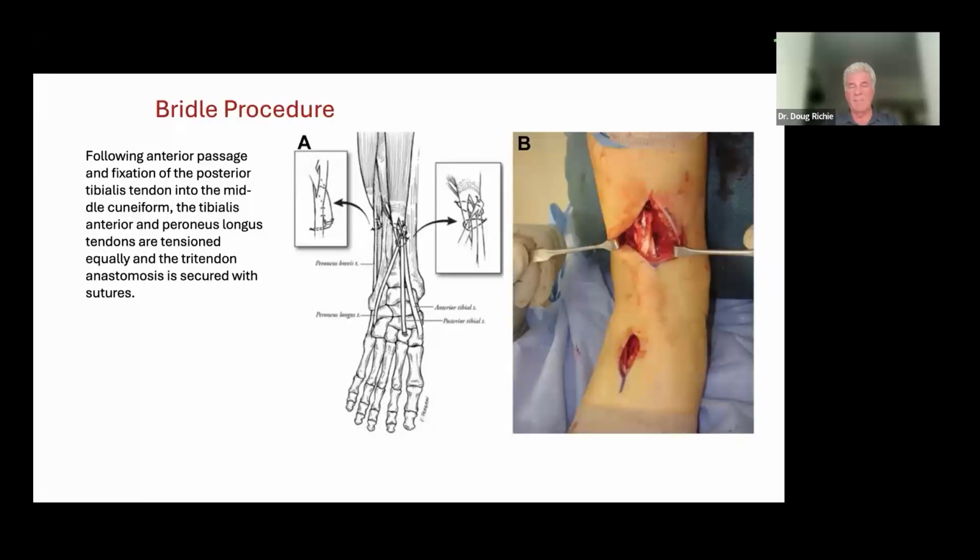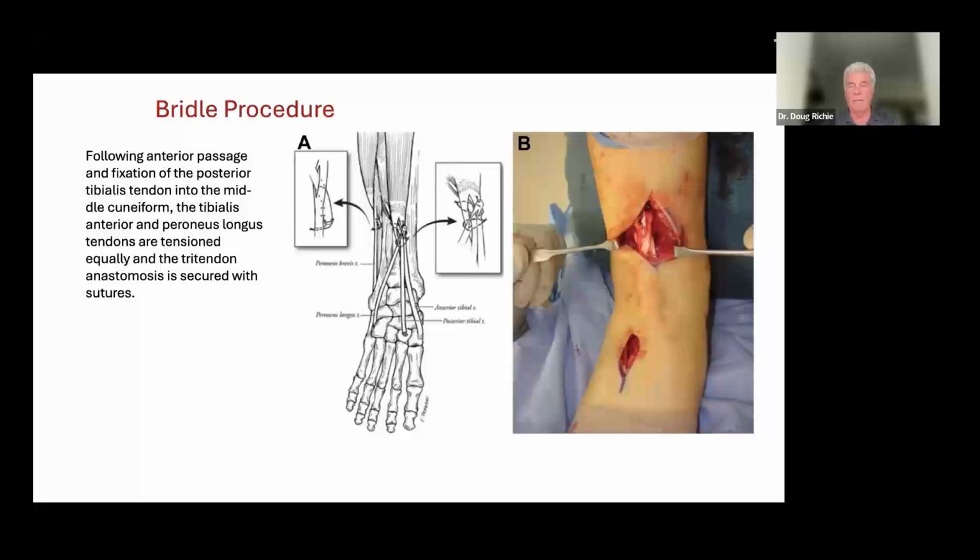This gives kind of a sling effect to both the medial and lateral aspect of the foot, along with the activation of the posterior tibial tendon. So when the posterior tibial tendon fires, it not only dorsiflexes the foot, but with proper balancing of this anastomosis, we can prevent the varus rotation of the foot and ankle when the peroneal musculature is lost, and balance out as well as the tibialis anterior. So the bridle procedure was developed 30 or 40 years ago and is still commonly used as a tritendon anastomosis for foot drop.